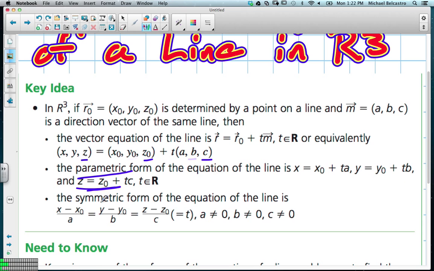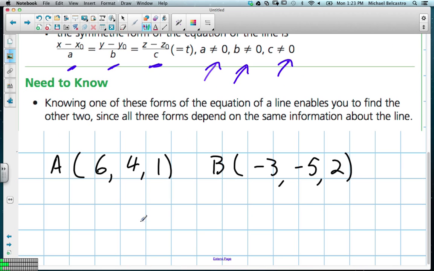And finally, our symmetric form is a little different. We're getting 3 equivalents, and the 3 equivalents are equal to the parameter, t. So t is equal to, and we set each of our parametric forms. It's easiest to go from parametric to symmetric form. We set each of these values equal to the t in the parametric form. Okay? And in these cases, our a, b, and c values can't be 0, otherwise it doesn't exist.